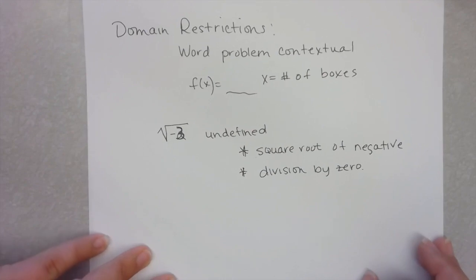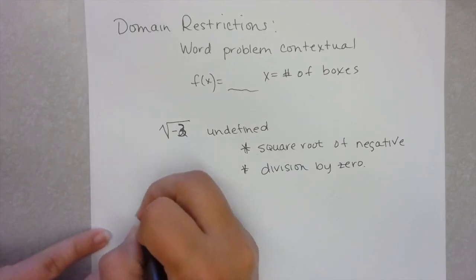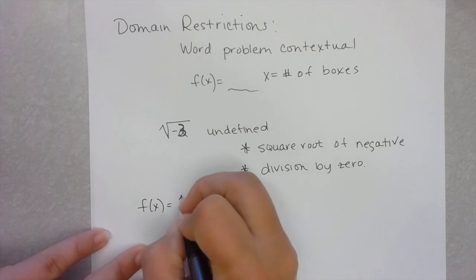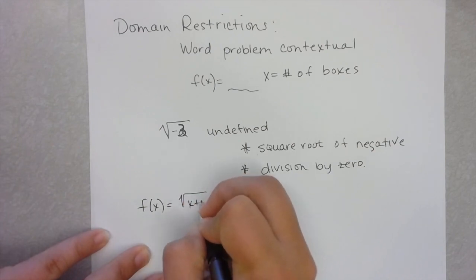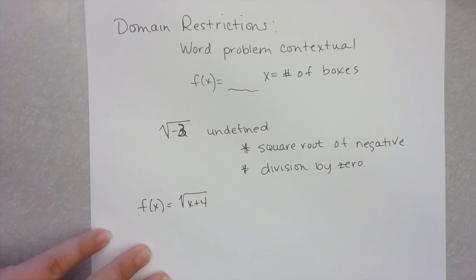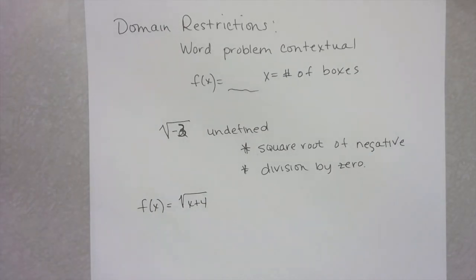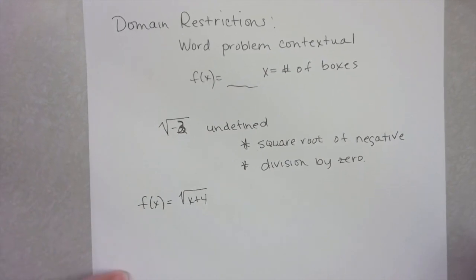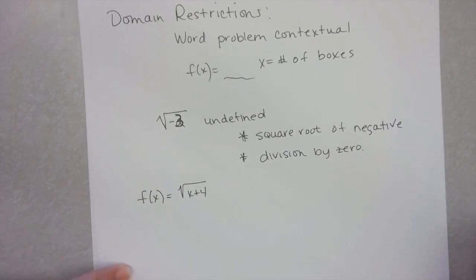Okay, so let's look at f of x equals the square root of x plus 4. So I have a square root. That immediately tells me I need to be thinking that I'm not allowed to take the square root of any negative number. The square root of 0 does in fact exist, right? So the smallest number that I could put in here is x equals -4, which gives me the square root of 0, and the square root of 0 is in fact 0.